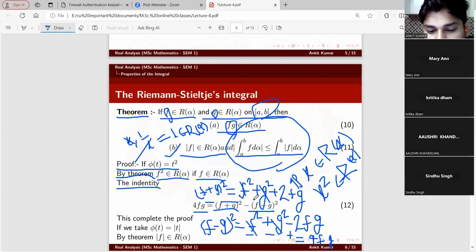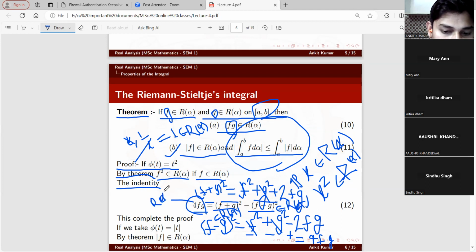And their difference also belongs to R alpha. So f plus g belongs to R alpha, f minus g belongs to R alpha, and by using the theorem, if f belongs to R alpha, then f square also belongs to R alpha. So their squares also belong to R alpha. This function also belongs to R alpha, and this one also belongs to R alpha. So the right hand side belongs to R alpha, then the left hand side also belongs to R alpha.